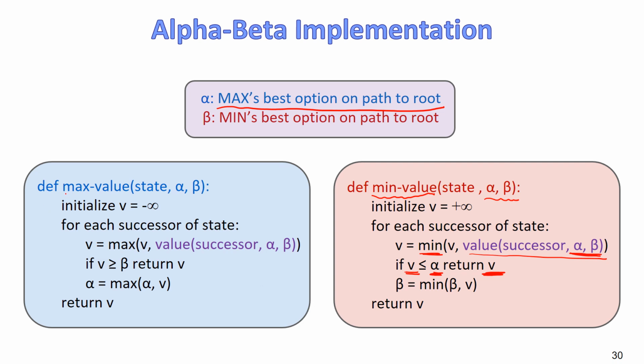Similarly, for the max value, here I'm maximizing my value. If my value is ever greater than beta, which is the best option for the min nodes on my path to the root, then I should stop and return v. Now v might not be the exact value of my state, but still it is good enough for the root to know that this path is bad. Okay, and also similarly I update the value alpha so that I can push it to my successors, my subtree.